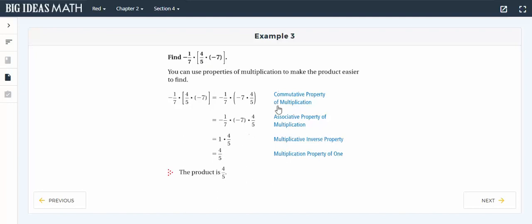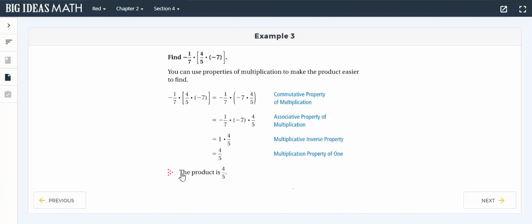Keeping in mind all these properties, the commutative says I can switch two numbers around in an order so that I can have them closer together. Associative says I can multiply 3 numbers in any order. And inverse says that I'm multiplying by 1, so it's the same thing.